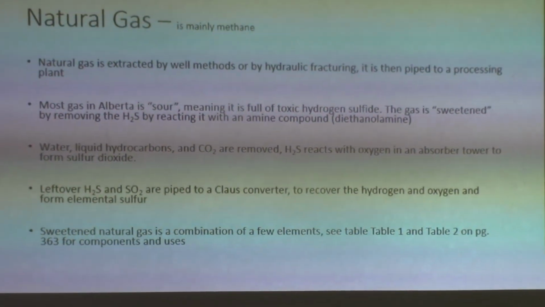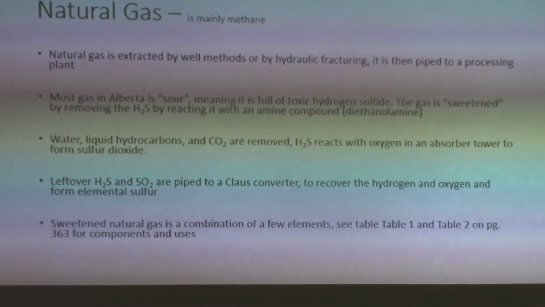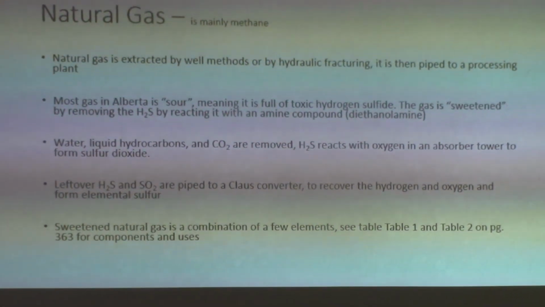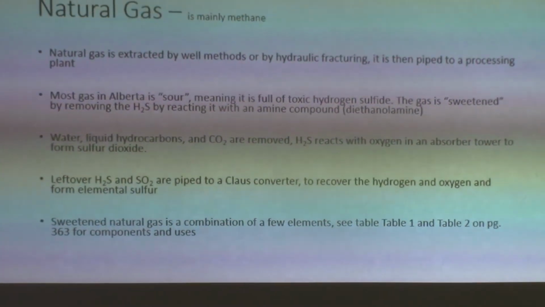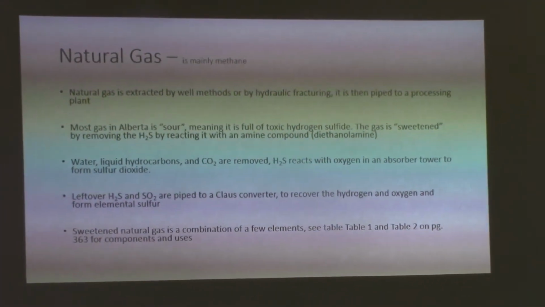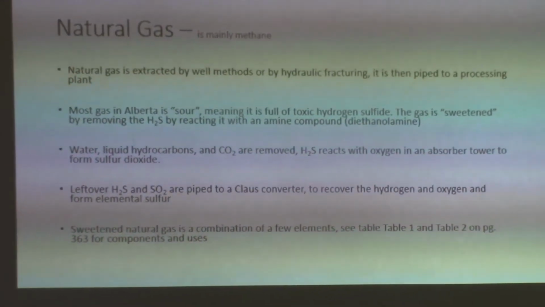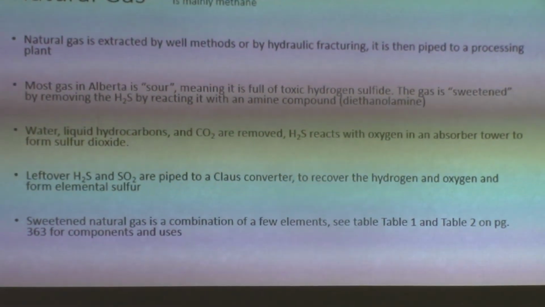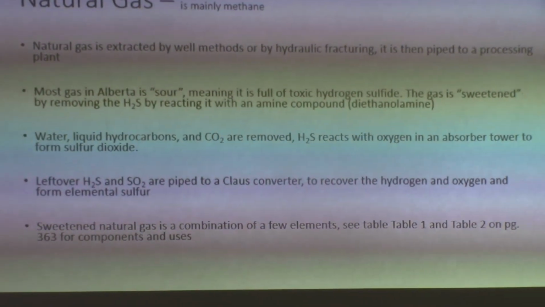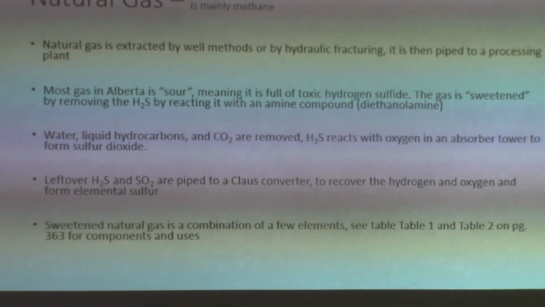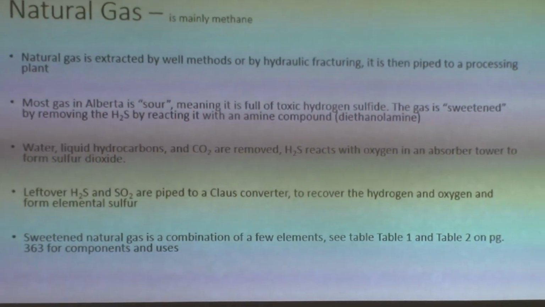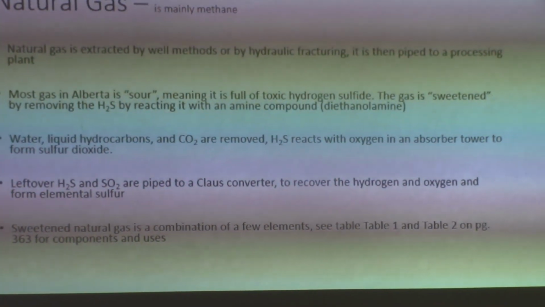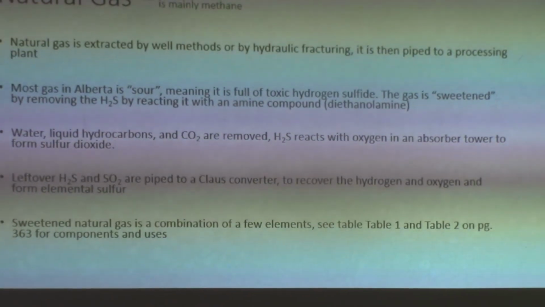The H2S reacts with oxygen in an absorber tower to form sulfur dioxide. All right, so we're going to remove all that extra stuff. We make H2S and SO2 left over from the sour gas process. They're piped to a part of a natural gas plant called a Claus converter. We recover the hydrogen and oxygen and then convert the waste products to elemental sulfur.